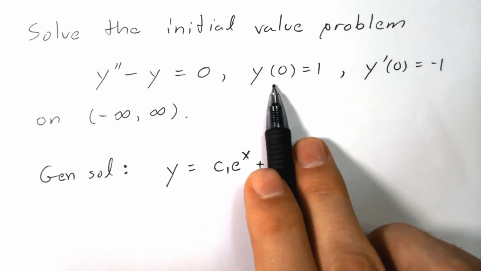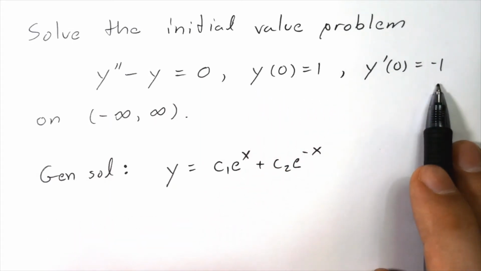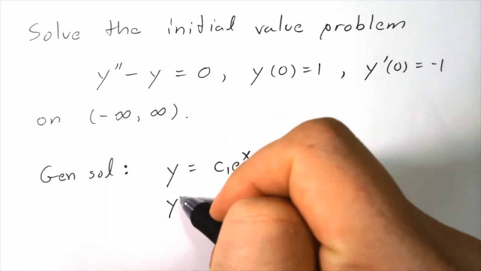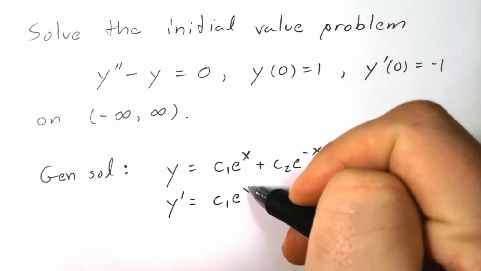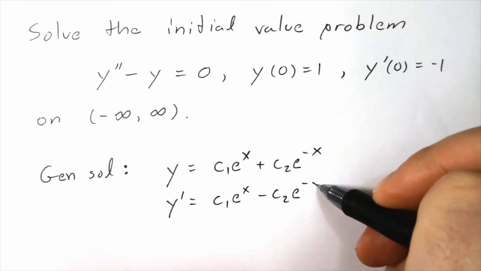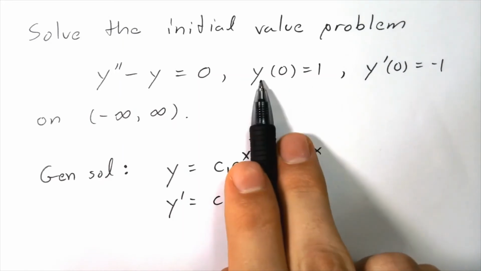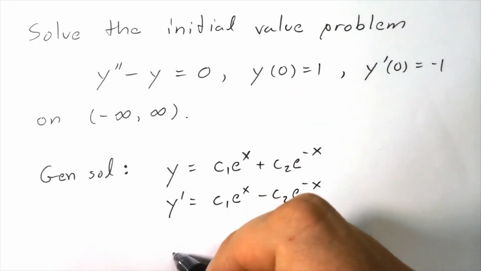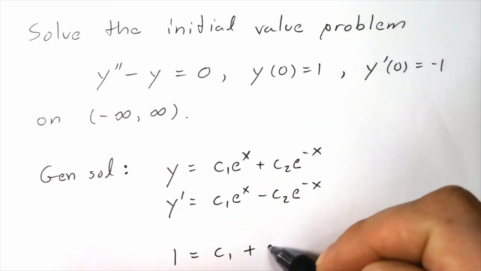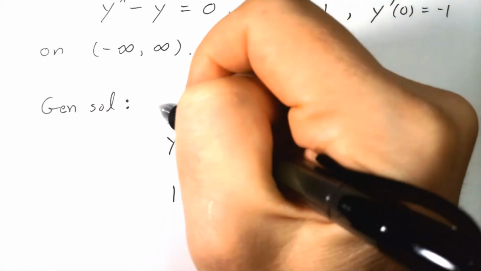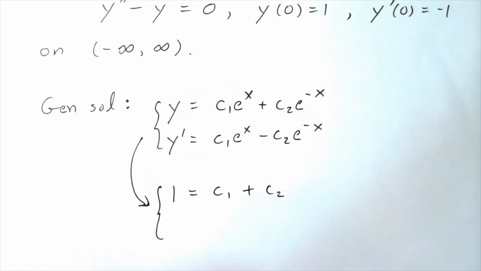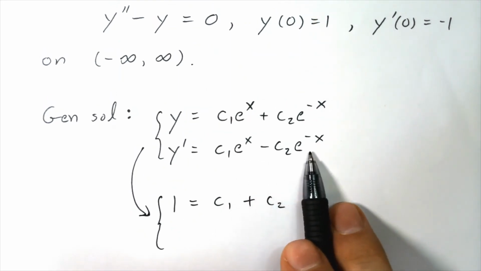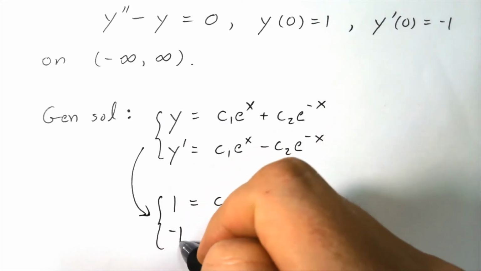Now, how do I get the particular solution that satisfies these conditions? I need to check y and y prime, so let's compute y prime. Now we're going to check these values. When I plug in 0 for x, I should get 1 for y. So that top equation becomes this. The bottom equation says that when I plug in 0 for x, I get -1 for y prime.